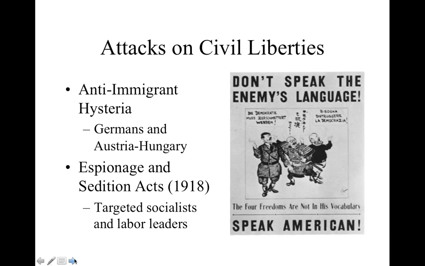Remember back to first trial when we talked about the Alien and Sedition Act of 1798. And later Congress ruled that that was in violation of the First Amendment. So again, we're looking at the Espionage and Sedition Act, unconstitutional, but nonetheless passed during wartimes, which we'll see repeated in history. But mainly the Espionage and Sedition Acts targeted socialists and labor leaders.